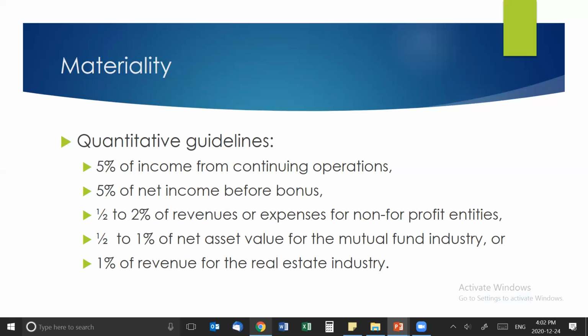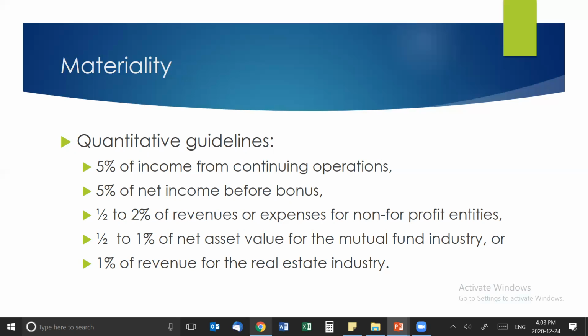You can use revenues or expenses. The users of not-for-profit organizations would probably be concerned about the expenses, because they want to make sure expenses are not too high. So you might base materiality on expenses, and that's usually 0.5 to 2% of revenue or expenses, 0.5 to 2% of total assets, 0.5 to 1% of net assets, or 1% of revenue for the real estate industry.